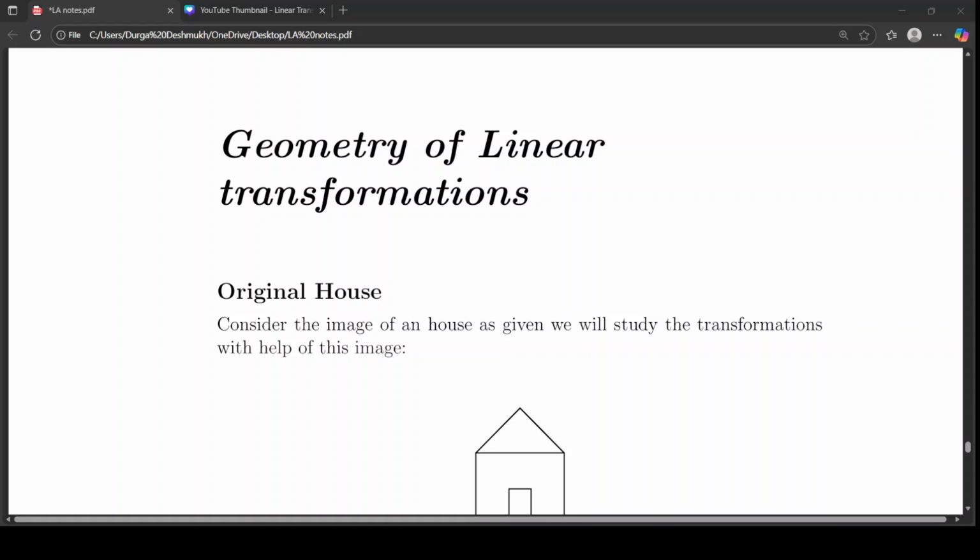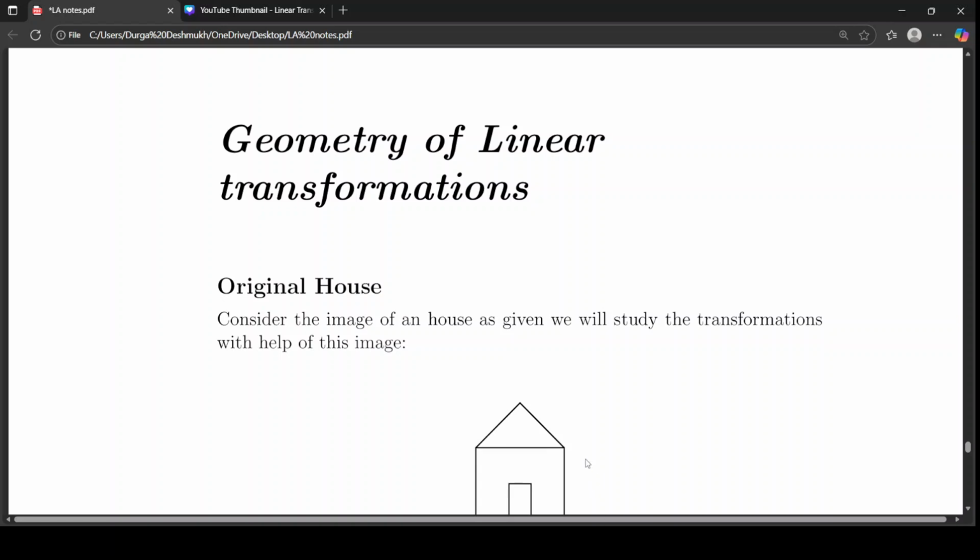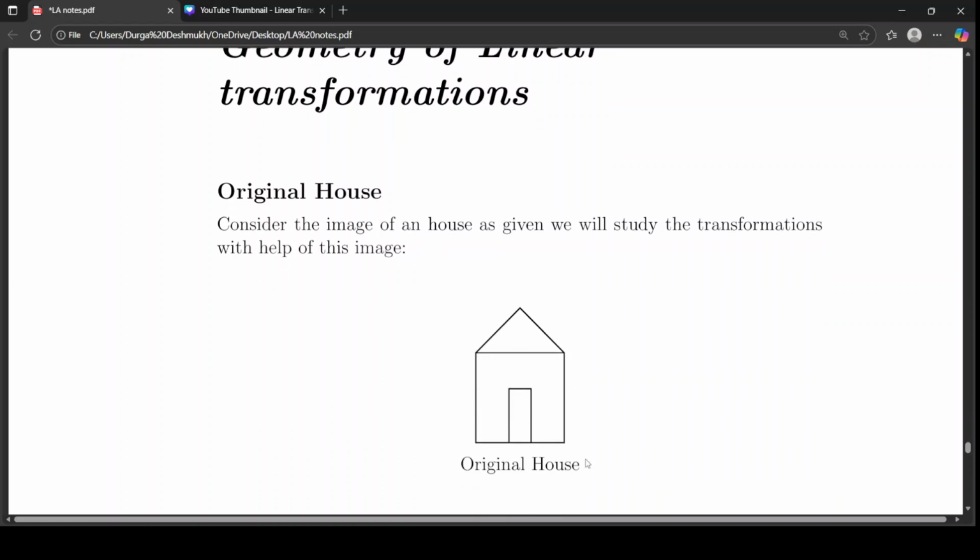So in this video we are going to discuss geometry of linear transformation. For that we will consider an image of an original house. We will discuss some transformations with the help of this image.